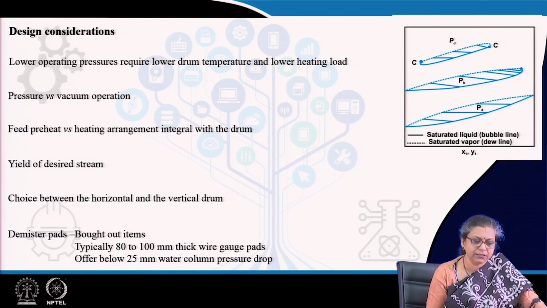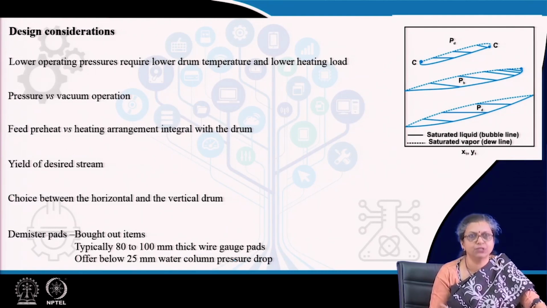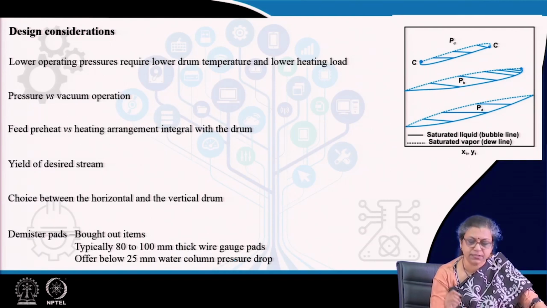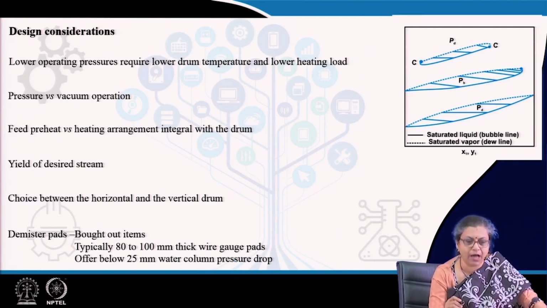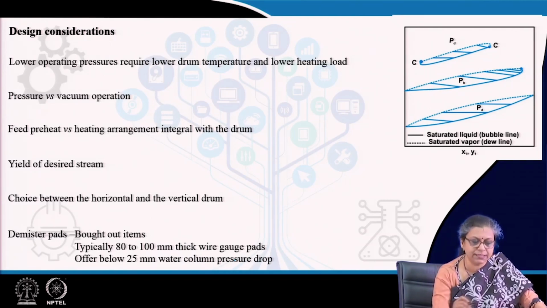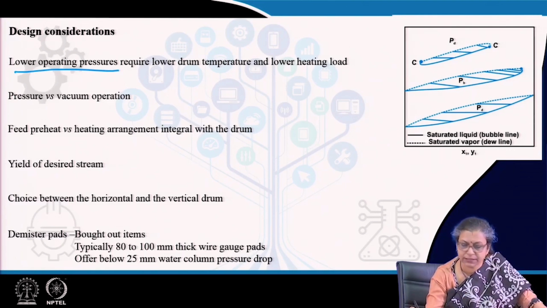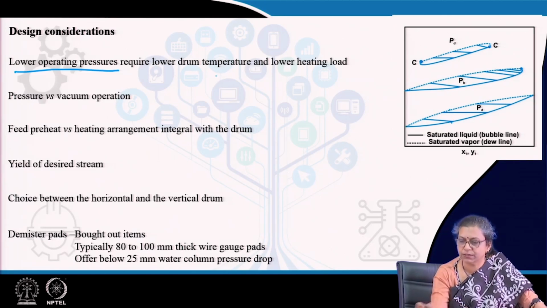I will just mention the design considerations which you should keep in mind when you are firming up the design. First thing is, definitely, as I was telling you, we would prefer a lower operating pressure. When you go for a lower operating pressure, it is quite evident that the temperature requirement for the line between the bubble point and the dew point is definitely lower. When that is lower, definitely the heating load will be lower.